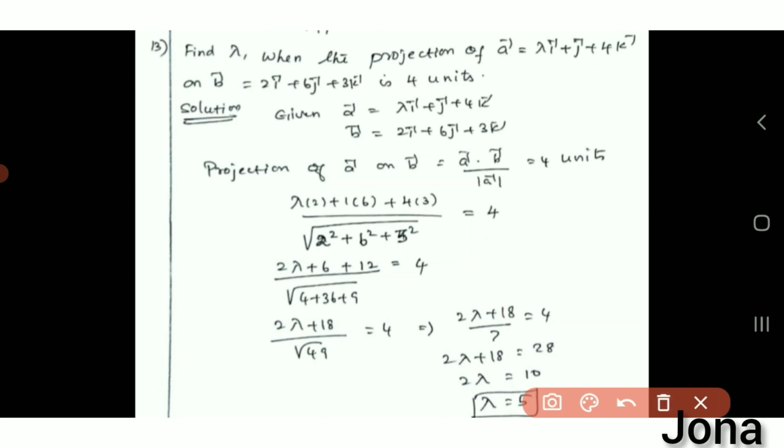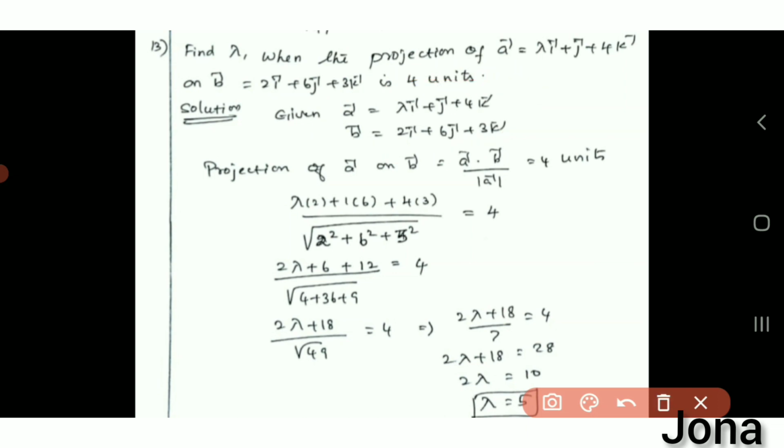We have the formula of the projection of A on B equal to A dot B divided by the modulus of B vector. That is given as 4 units, so let me equate it to 4 units here. We want to find this A dot B, isn't it? So from A and B we have to take these two and do the dot product.